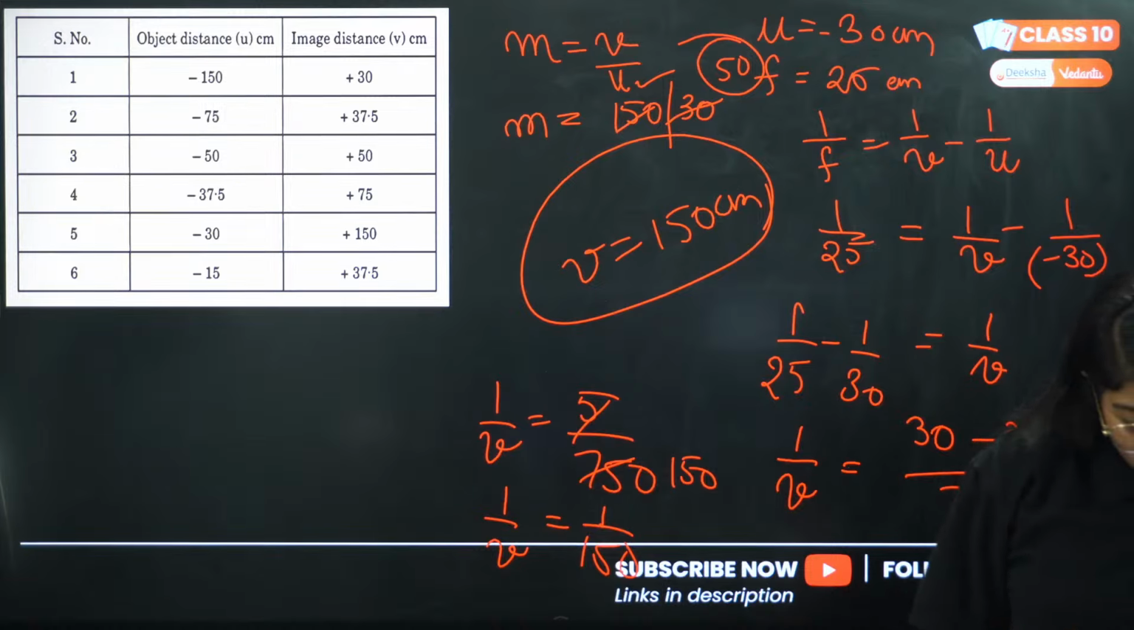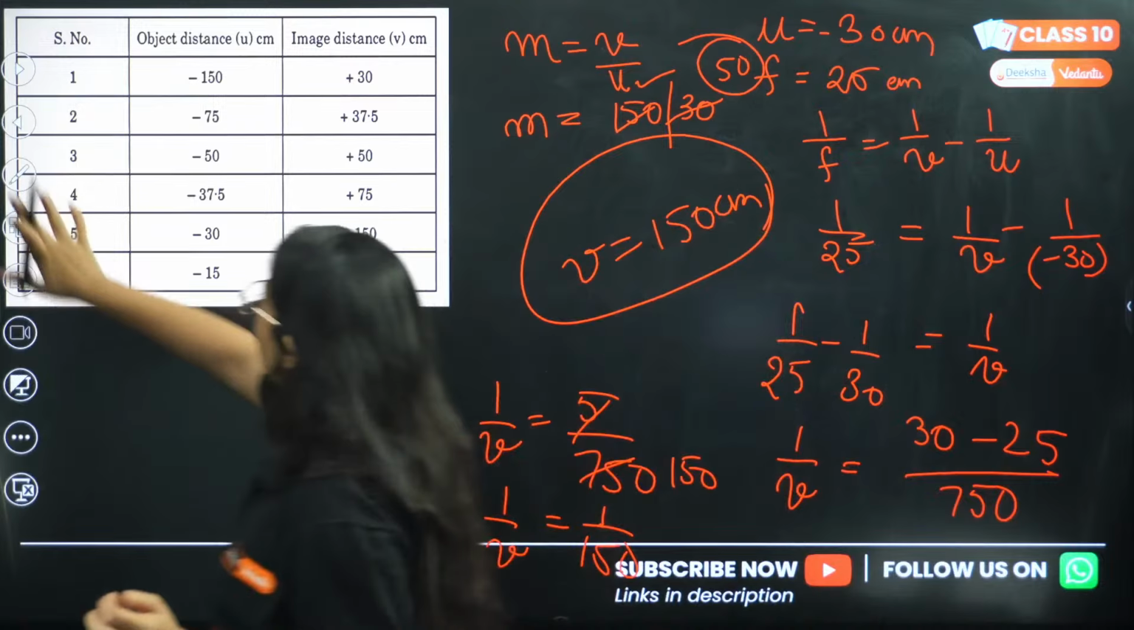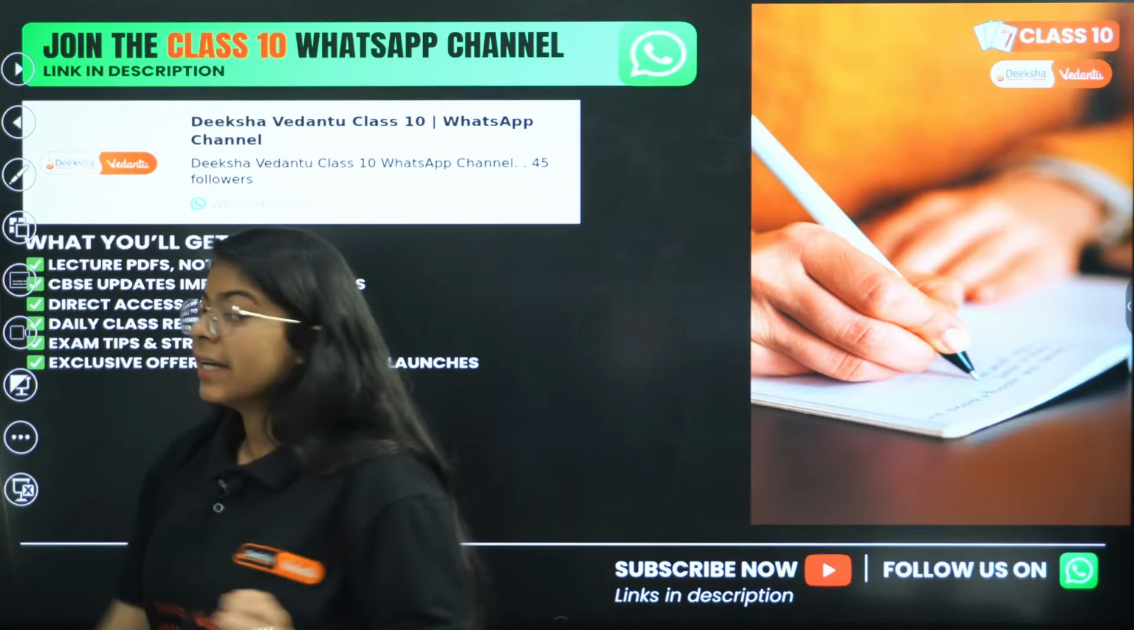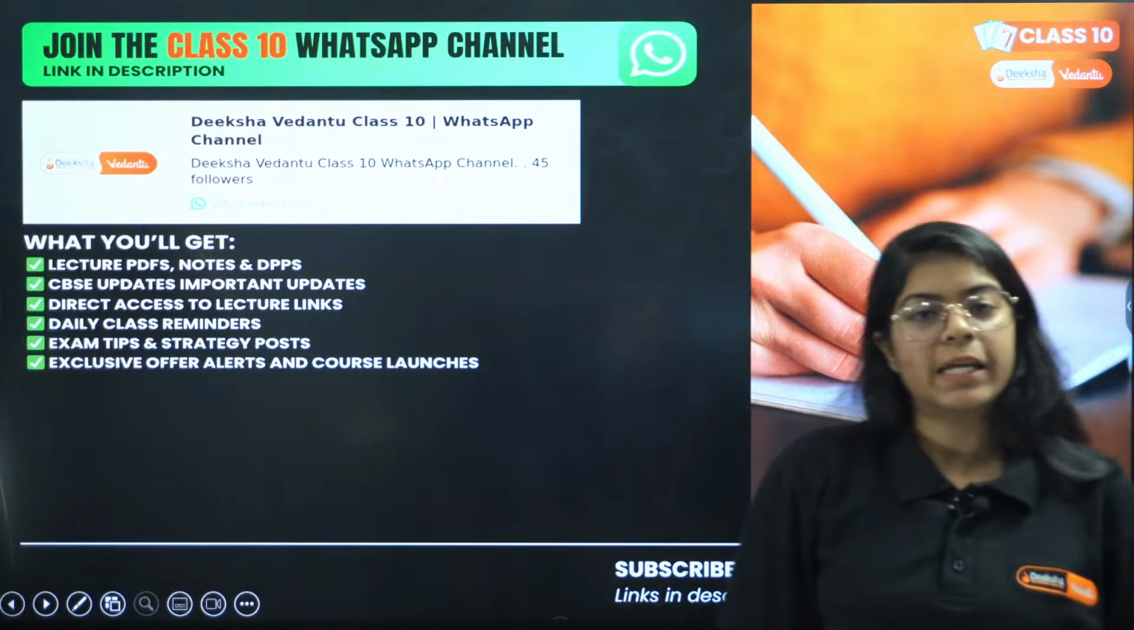I am a Maharashtra board student. It's fine. Your concepts and formulas for all the boards for 10th class will be the same, and even if you practice all these questions, you will get benefit for your state boards as well.